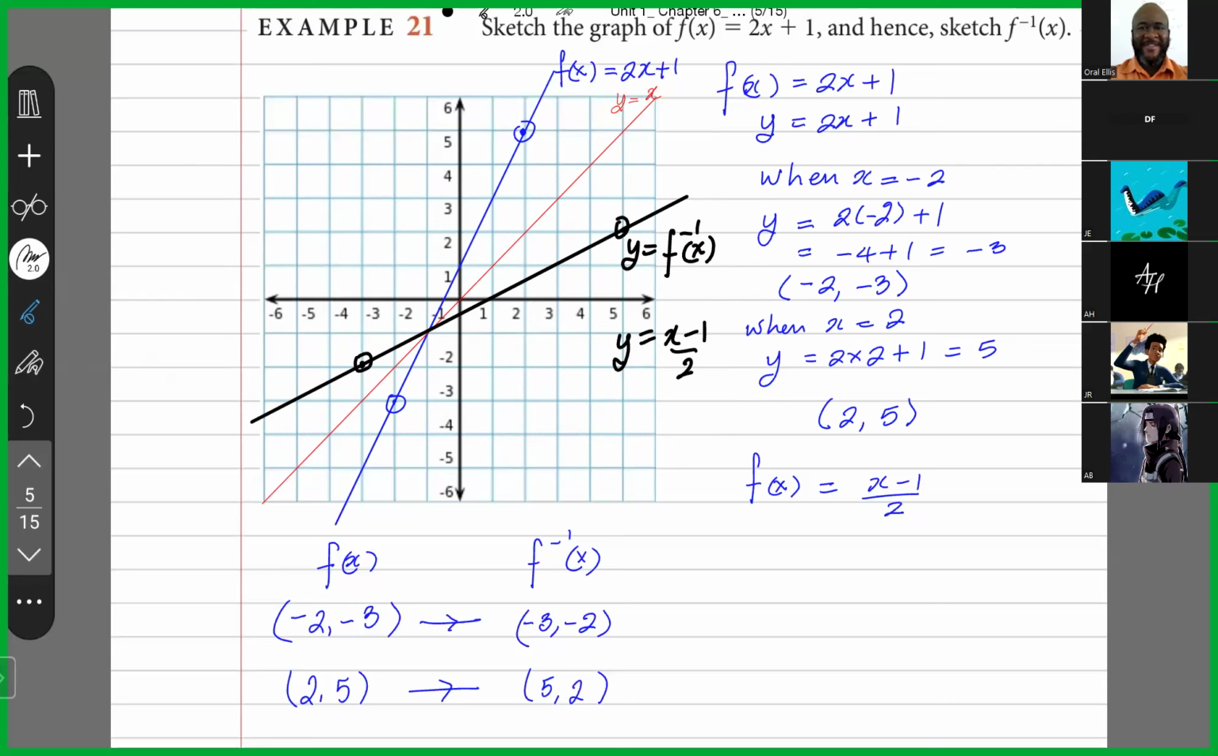How do I go about doing that? I would obtain points or coordinates of points on the line y is equal to x, interchange the x and y values so that I would get points on the graph of y is equal to the inverse of x, and then use those points to draw the graph of y is equal to the inverse of x.